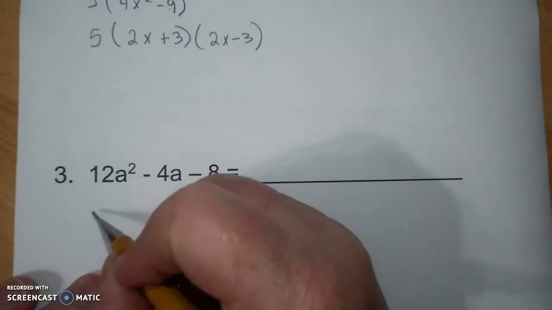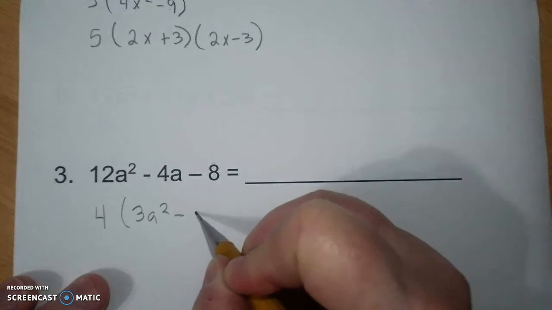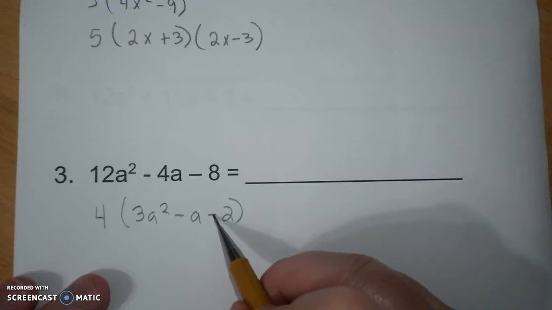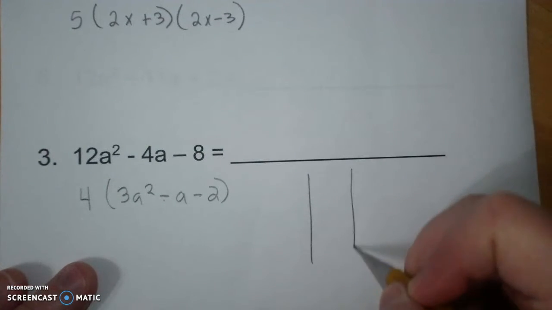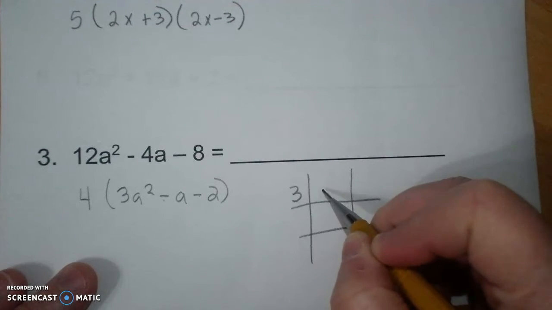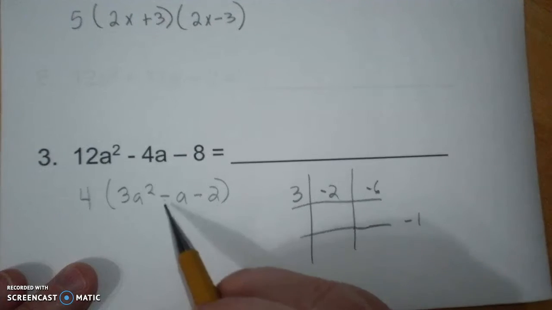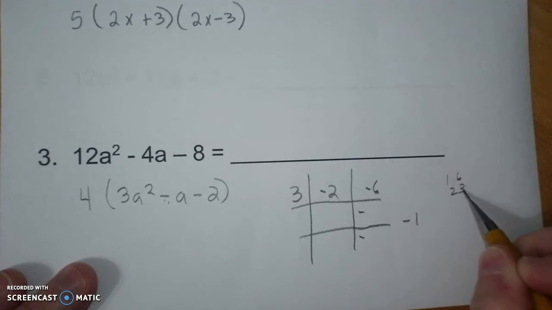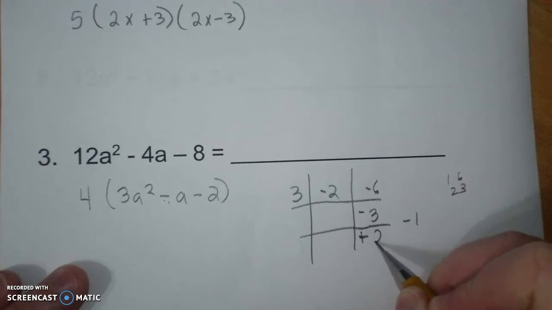Take some 4s out. 4 times 3a squared minus a minus 2. Signs are different, and it's a negative. Tic-tac-toe. 3, negative 2, negative 6. To get a negative 1, the larger one is negative. And I'm doing 1 and 6 and 2 and 3. And when I subtract 2 and 3, I do get 1. So it is a negative 3 and a positive 2.